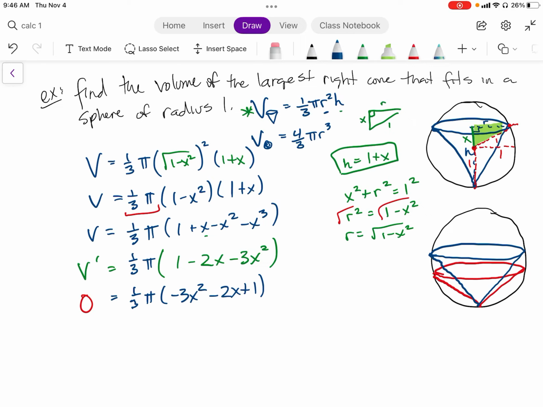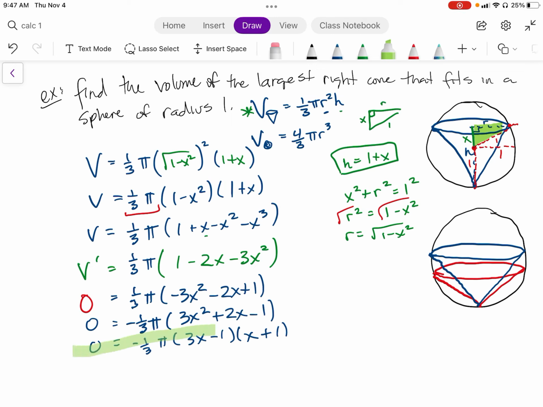Does this thing factor though? I think it does. Let's go ahead and try. So 3x squared plus 2x minus 1, and then I'd have 3x and an x, and yep, plus 1 minus 1. Okay, I like the factored form when we set the derivative equal to 0, because then if I need to test any critical points, it's really easy using that.